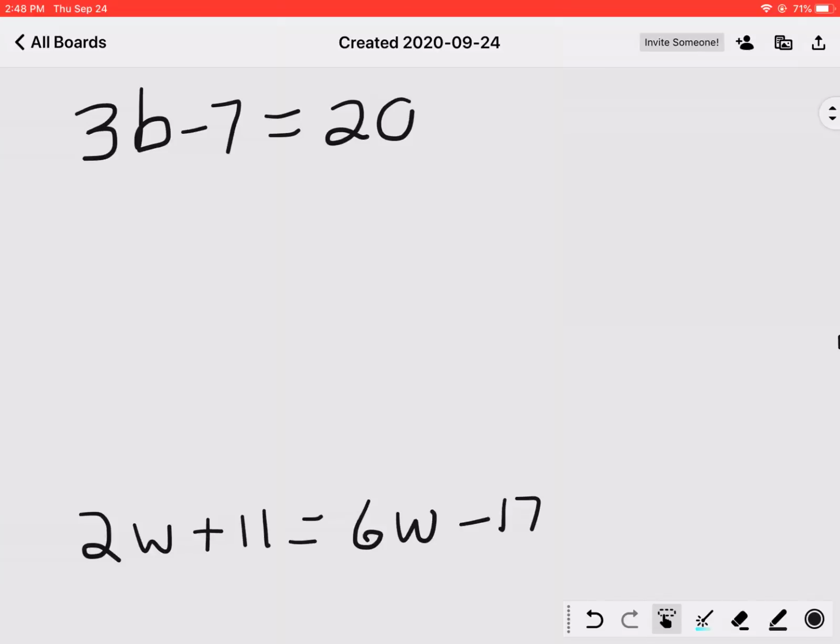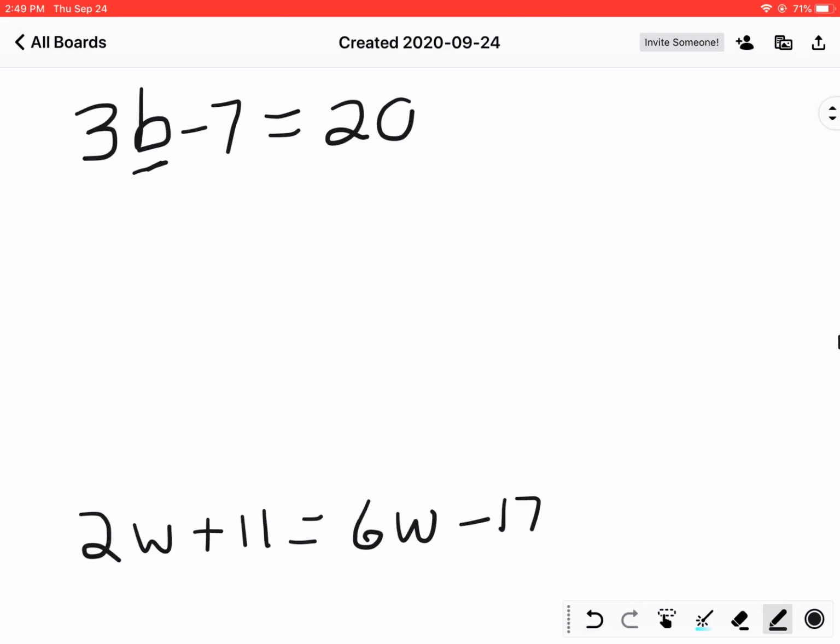All right, so solving some equations. Again, the idea is get the variable on one side by itself by doing the same operations to both sides. So here we have the variable b.